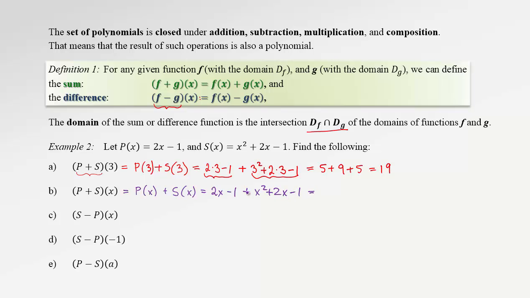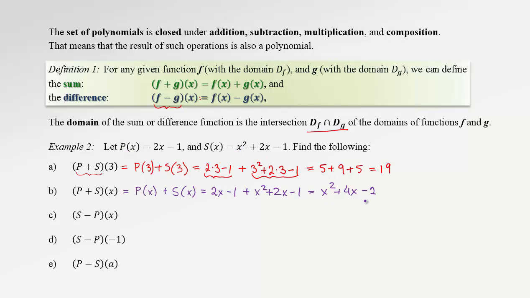And finally we simplify this polynomial to x squared, and then 2x plus 2x is plus 4x, and minus 1 minus 1 is minus 2. So now we see what this new function is. That's another quadratic polynomial that is obviously not the same as s and not the same as p.